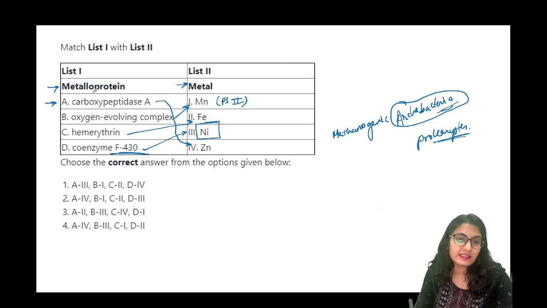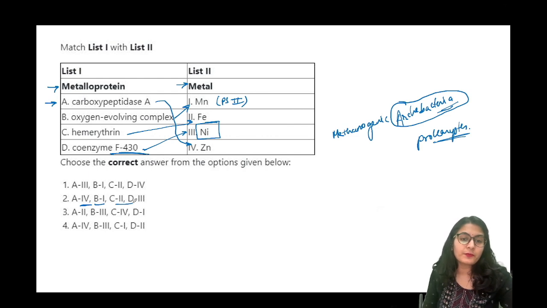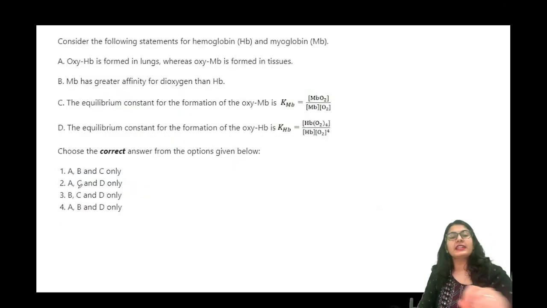So that's it guys, this is our answer. A matches with 4, B matches with 1, C matches with 2, D matches with 3. Correct. Let's move ahead to the next question.